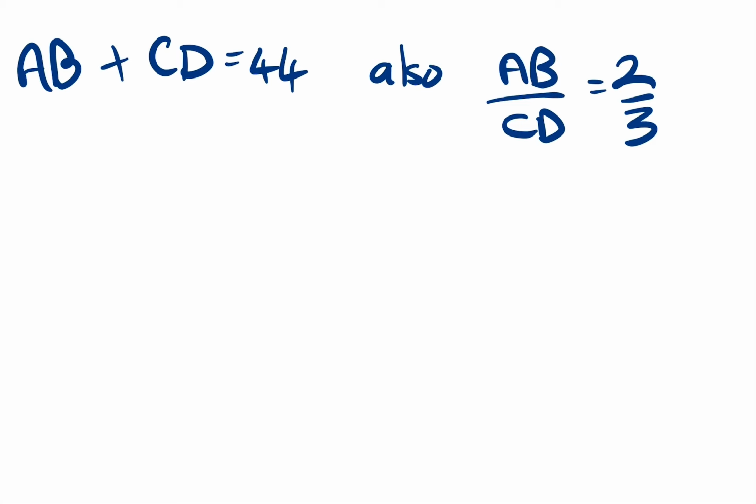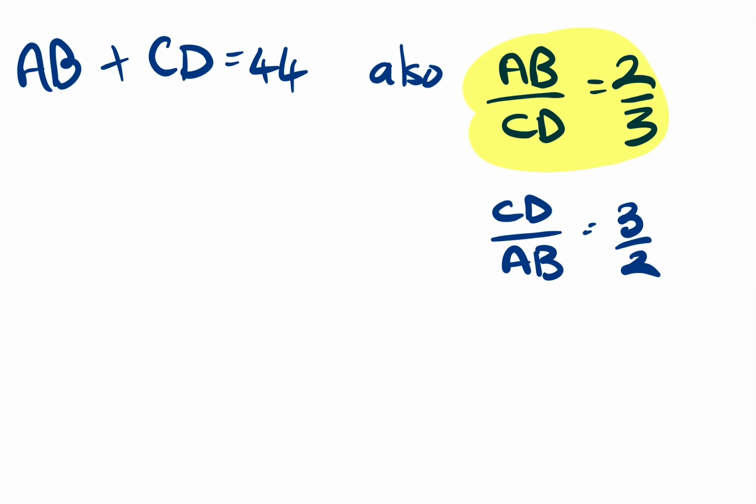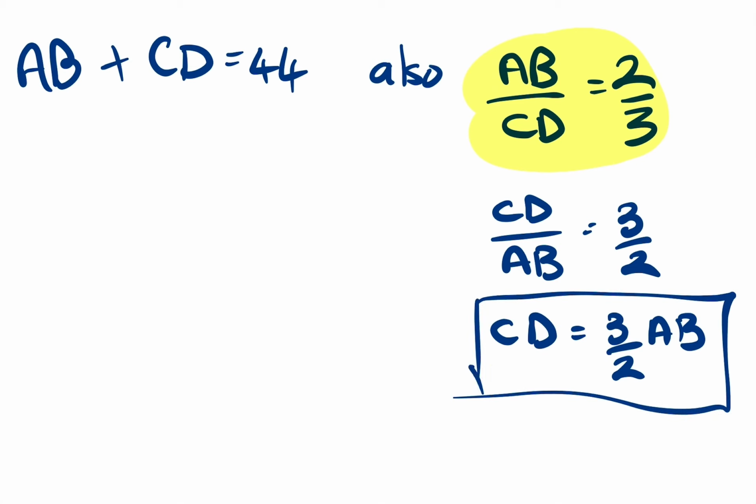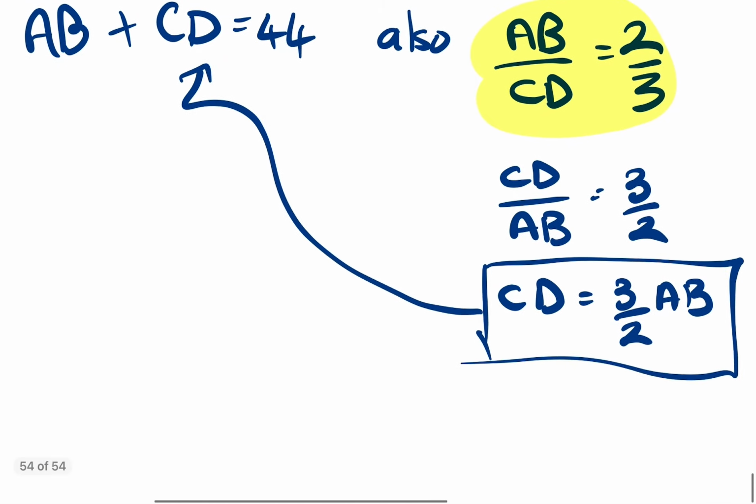We want to know what AB is, so that means we need to eliminate CD. In other words, we need to write this fraction as CD equals something. The first step I'm going to do is flip everything upside down. CD over AB is 3 over 2. And now, if I multiply through by AB, I get that CD is equal to 3 over 2 lots of AB. So now I'm going to take this and substitute it into here. Let's see what we get when I do that.